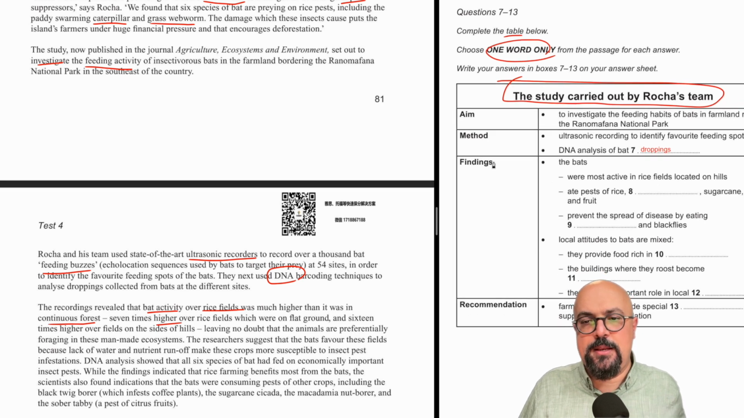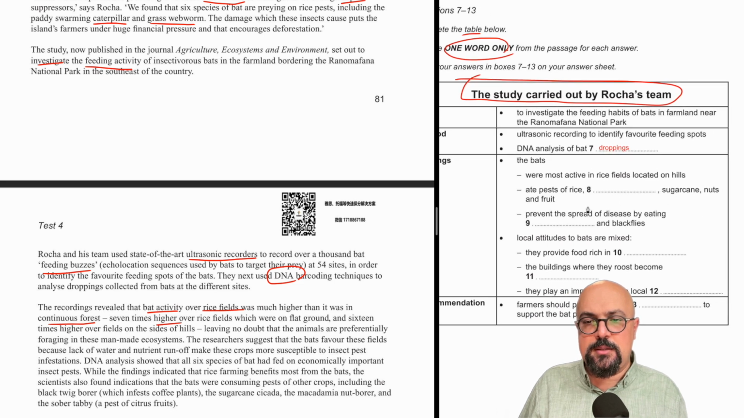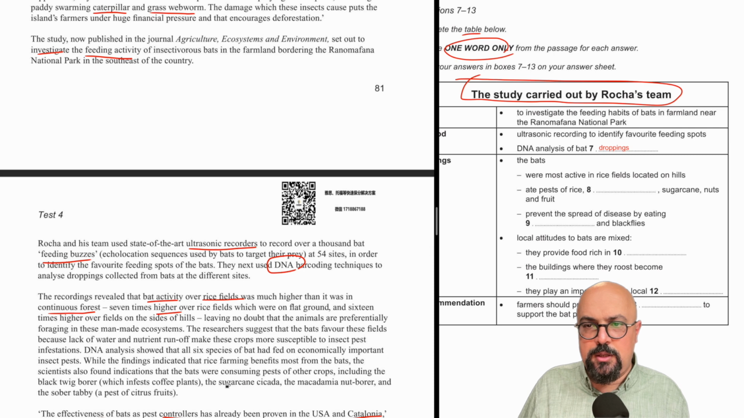Lovely. So now findings. Eight pests of rice, sugarcane, nut, and fruit. So we need one word similar to rice and sugarcane. Let's find sugarcane. Sugarcane, where are you, sugarcane? Oh, sugarcane. Okay. Nuts, do you see nuts? Nut and fruit. Okay, kind of fruit. What is left? Rice, including the black twig borer.